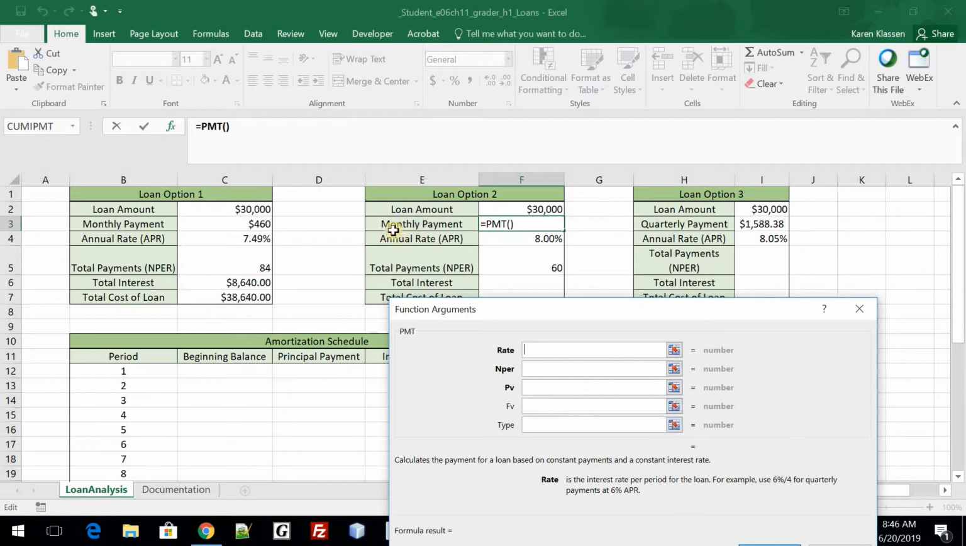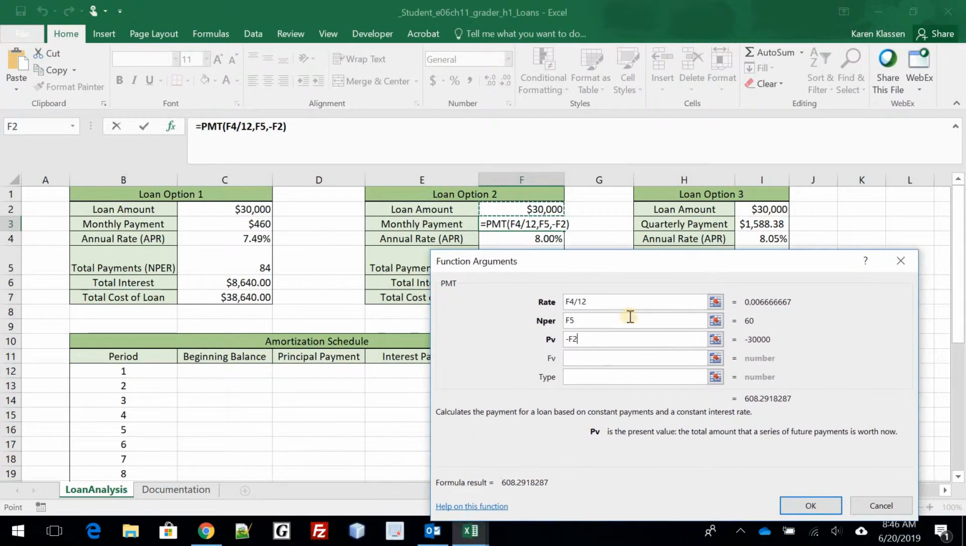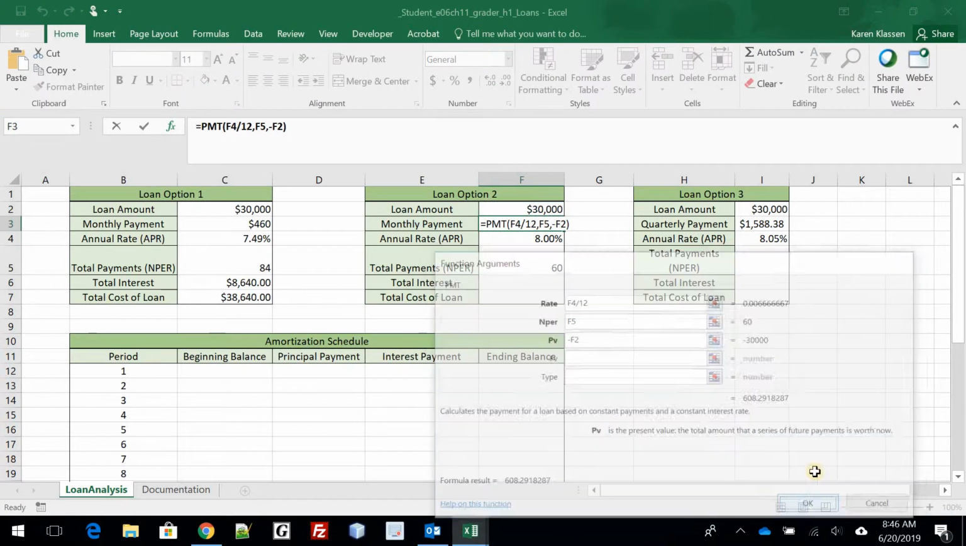So we're looking at a monthly period. Okay, for example, you divide by 4 for quarterly payments at 6%. Okay, so my rate is divided by 12 because there's 12 months in a year. My NPER is right here, and my present value is negative $3,000. If they're bold, they're required. If they're not bolded, they are optional. You don't have to put them in. Click OK.